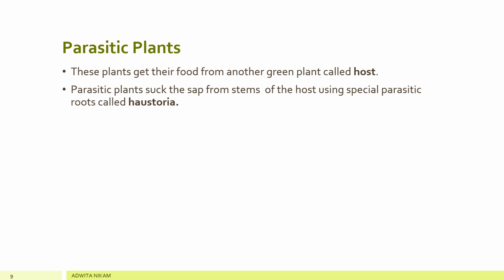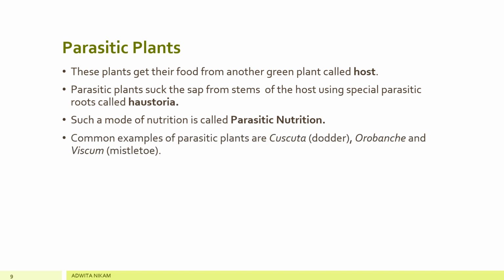Now I would like to tell you how this works. Haustoria here penetrates into the host tissue and makes connection with the conducting elements of host and draw nourishment. Such mode of nutrition is called parasitic nutrition. Some common examples of parasitic plants are cuscuta, dodder, orobanche, which means broom rapes, and viscum, mistletoe.